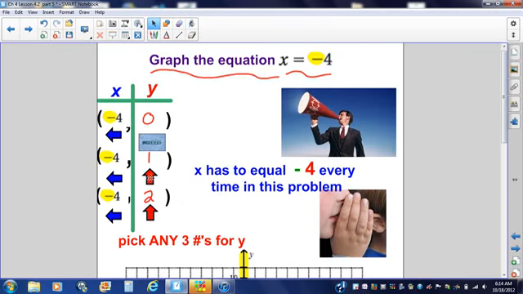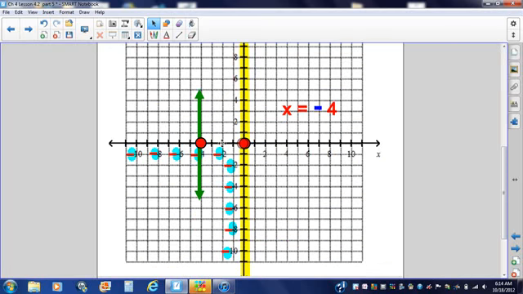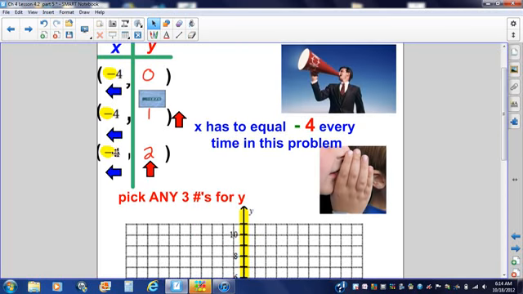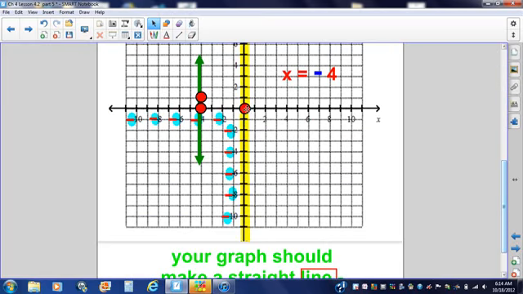Left 4, up 1. Left 4, up 2. Draw yourself a line connecting the dots. Make sure you have arrows on both ends.